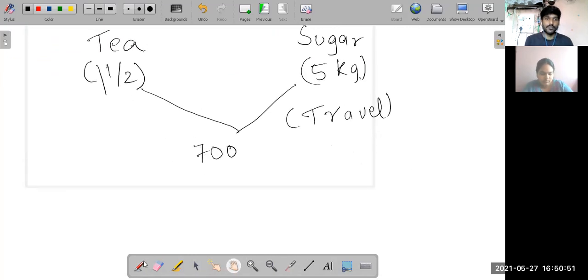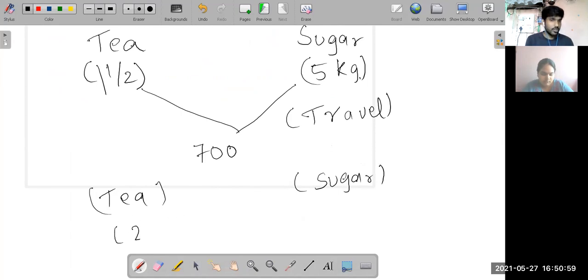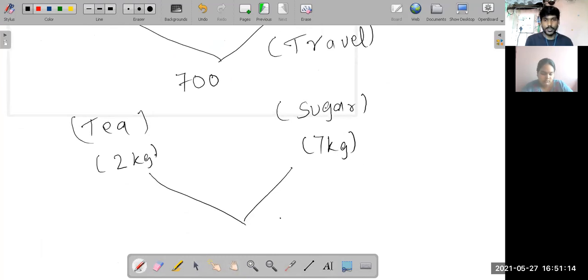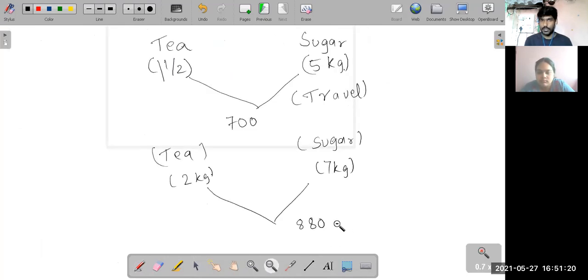That means the same thing, she ordered tea and she ordered sugar, from the same place, but online. And she ordered 2 kg tea and 7 kg sugar. And for this, in total, she paid 880 rupees. Here, there was no extra charge. We have to find out the price of 1 kg tea and 1 kg sugar using this information that is given. I hope the question is clear.